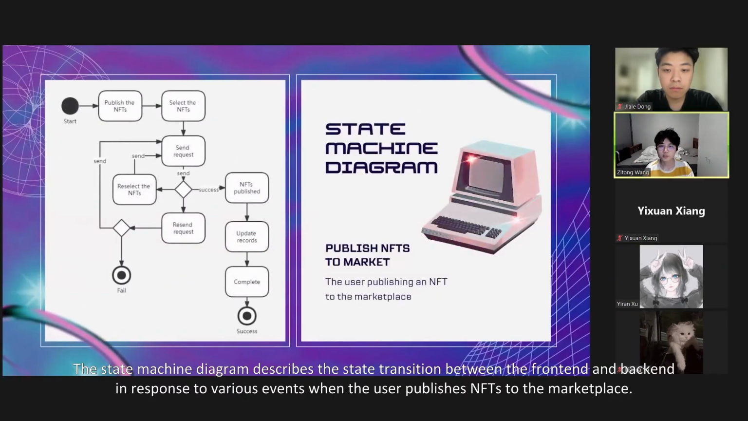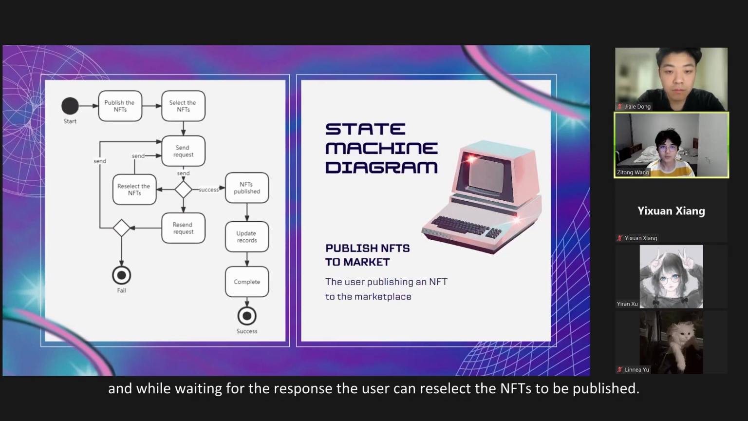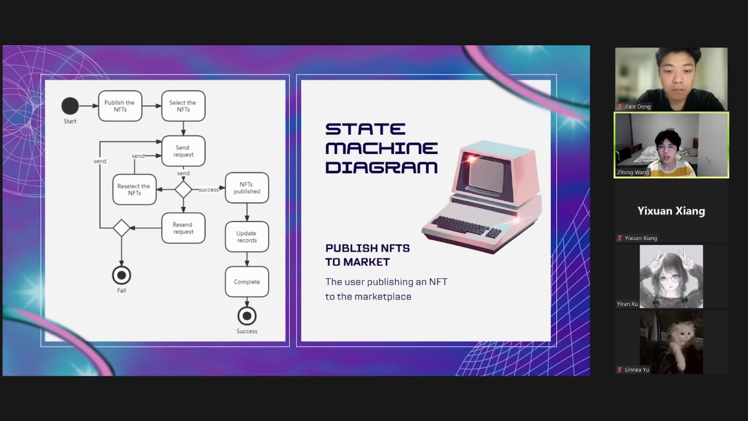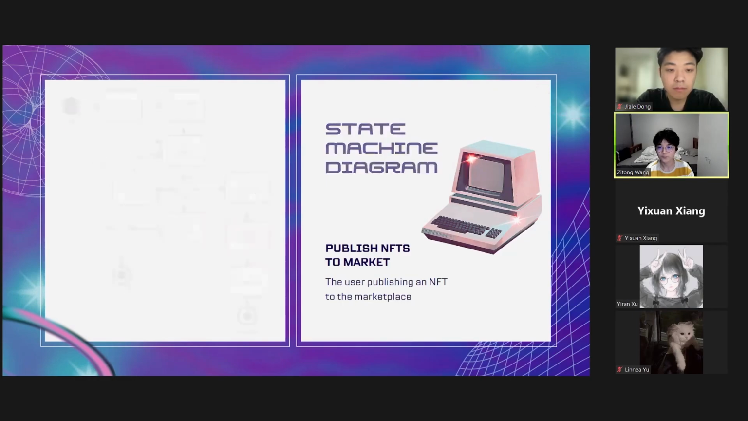The state machine diagram describes the state transition between the front-end and back-end in response to various events when the user publishes NFTs to the marketplace. After the user selects NFTs, the front-end sends a request to the back-end, and while waiting for the response, the user can reselect the NFTs to be published. If the response time is too long or returns a failure status code, the front-end will resend the request. And when the repeated requests do not work, the act of publishing NFTs fails. If the backend responds in time and returns a success status code, then it will record a log of successful publication and publish the NFTs to the marketplace, which means the act is successful.